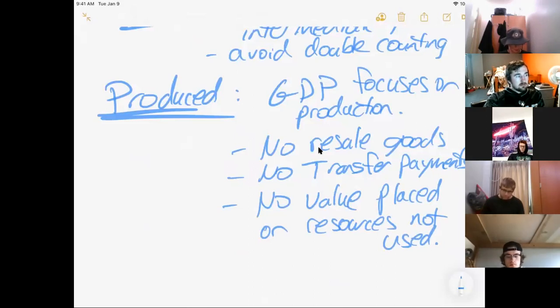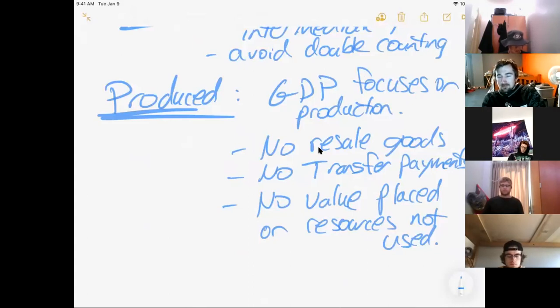Now, if you take that forest and you cut it down and you make lumber, then it's included in GDP, right? But until you use it, it's not actually included in GDP. Once again, because nothing is being produced. Produced is the most important word.